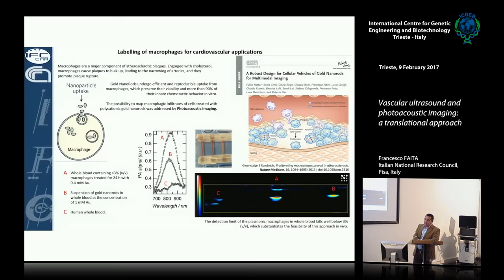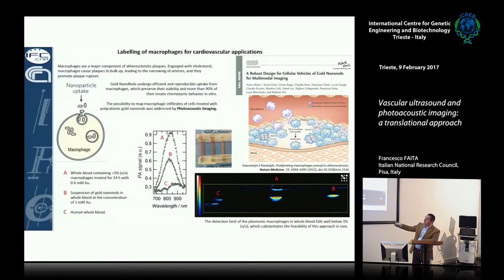So the goal of this study was to demonstrate that it's possible to embed gold nanorods, and also we were looking for the minimum level of detection of the solution of gold nanorods by the technique. So we studied human blood, a suspension of gold nanorods in human blood, and human blood containing macrophages with embedded gold nanorods.